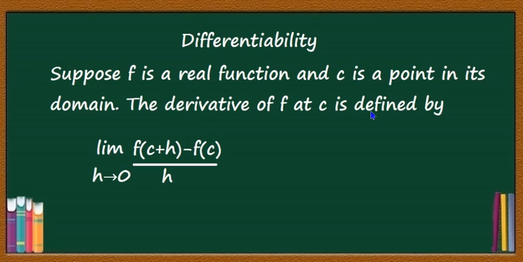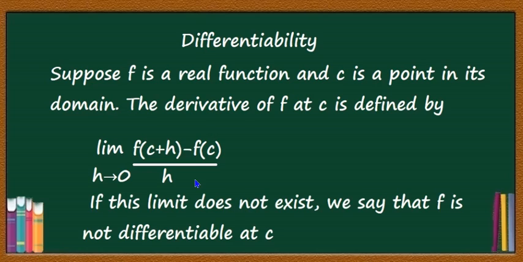Here the function is differentiable at x equal to c means this limit exists, that is limit h tends to 0 of f of c plus h minus f of c divided by h exists. This limit exists means the left hand limit and right hand limit, both of them are equal. And if this limit does not exist, we say that f is not differentiable at x equal to c.